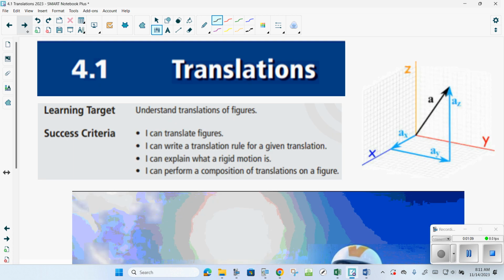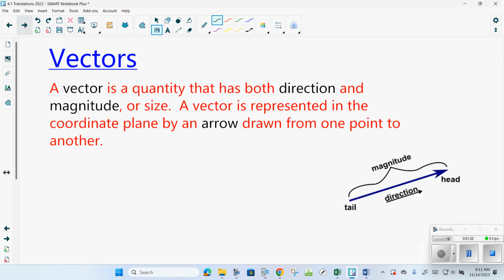All right, so we're going to talk about translations. And translation is when you take a figure and it's a rigid motion. We'll get into that just a little bit, but you're just moving it. It doesn't change the figure at all. You're just moving the figure from one point to another. And so the first way we're going to talk about this is called a vector. A vector is a quantity that has both direction and magnitude, or size. A vector is represented in the coordinate plane by an arrow drawn from one point to the other. So a vector starts at one spot and goes to the other. Okay, so it has magnitude and direction.